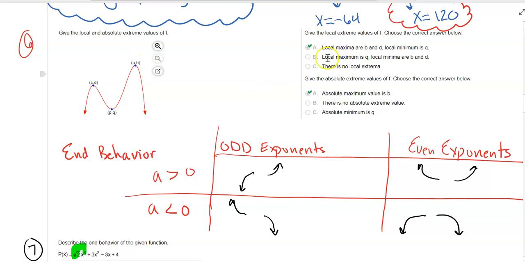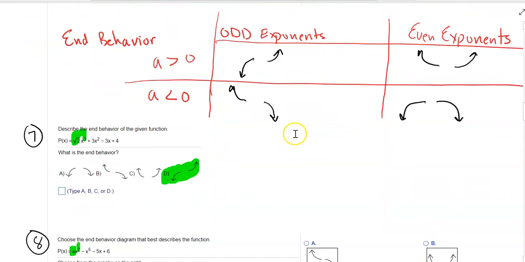So we look over here. Actually, all of these points here are considered local maximum, D and B. And then here this is considered a local minimum, Q. And then we look at absolute value, or absolute maximum. Since there's no point higher than this, B is that.